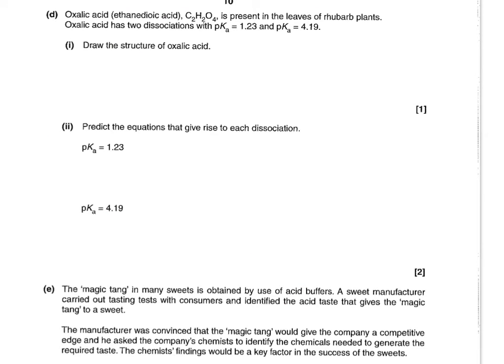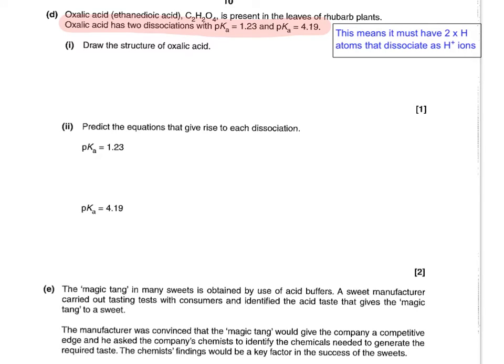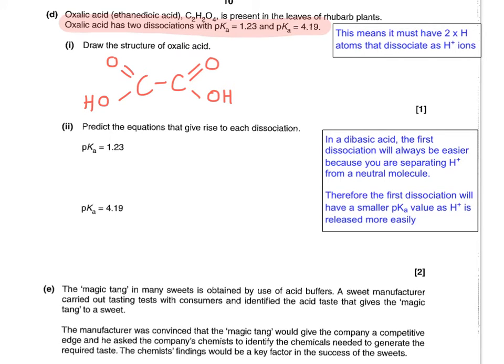It tells us that oxalic acid, systematic name ethane dioic acid, is present in the leaves of rhubarb plants, and it has two dissociations with two different pKa's, meaning it must have two hydrogen atoms present that dissociate as H plus ions. So the structure must be basically two carboxylic acid groups joined directly to each other. Taking the name ethane dioic acid, this shouldn't be too difficult to work out. Looking at the next question, it asks you to predict the equations that give rise to each dissociation.